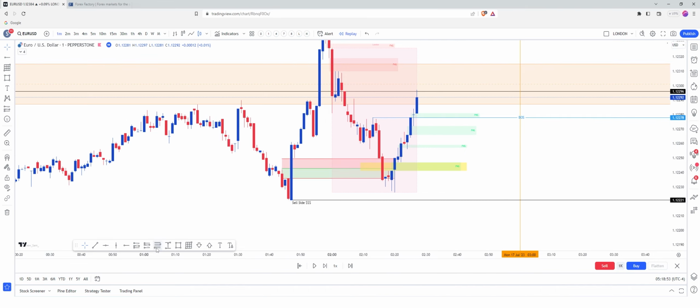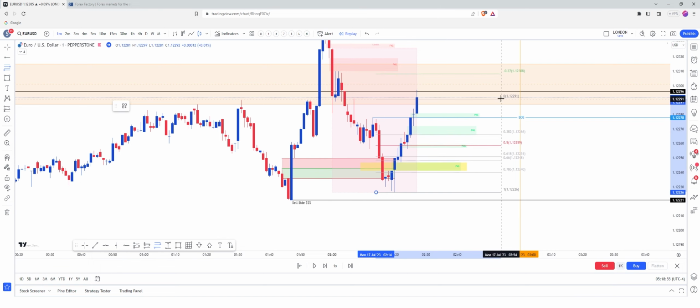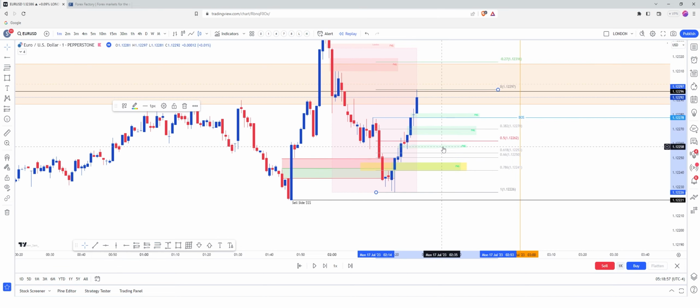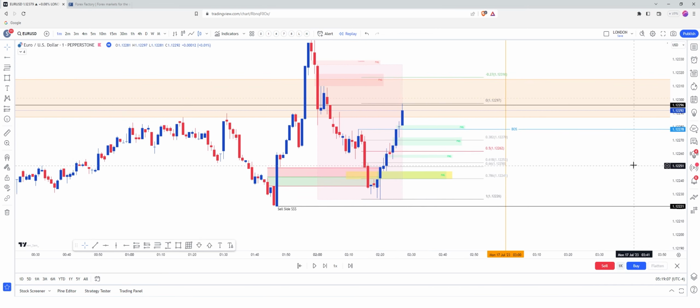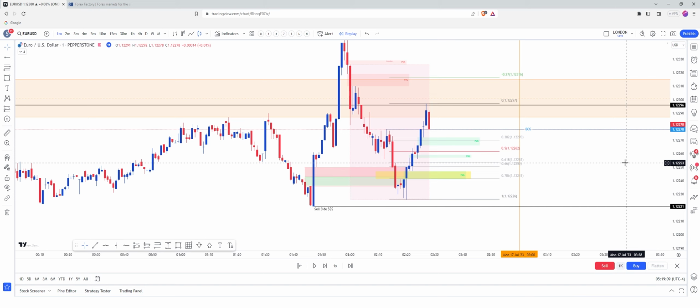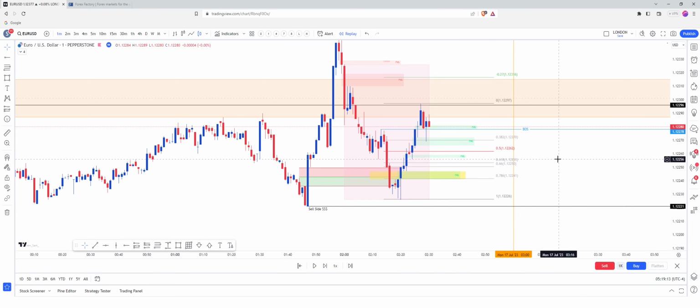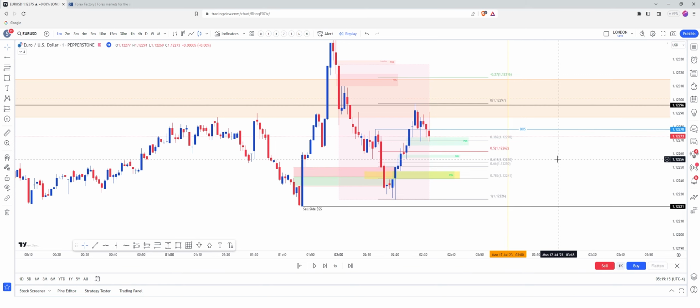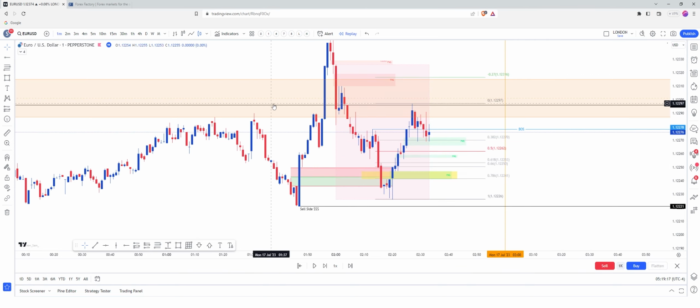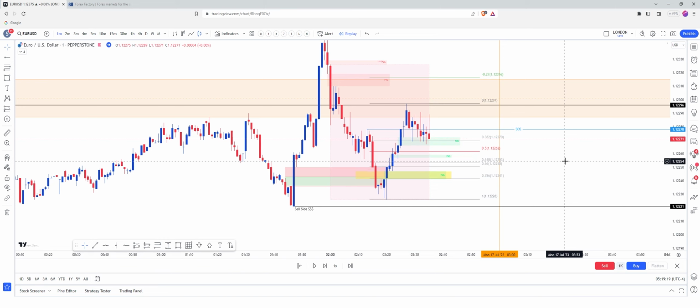We can potentially look for a pullback into a discount. Optimal trade entry is down here, and our 79% retracement is bang onto this balanced price range. So I'm sticking to my bullish bias here. We are underneath the new week opening gap still.